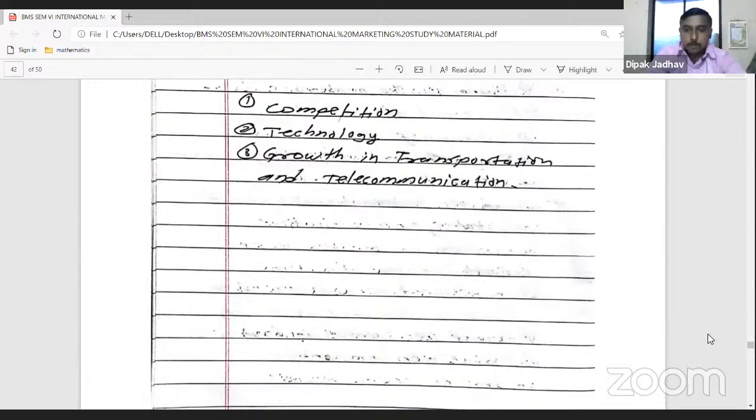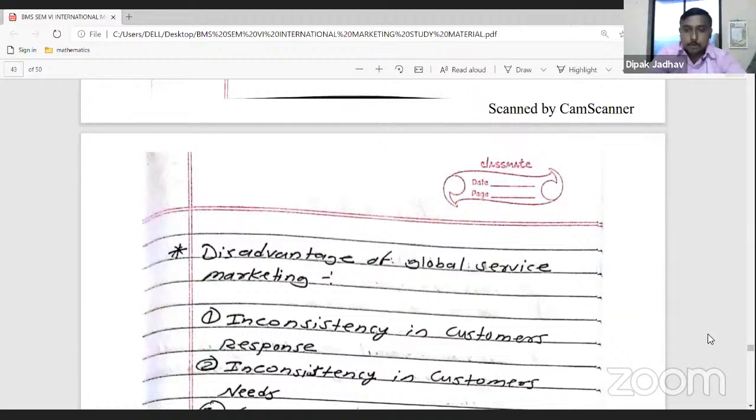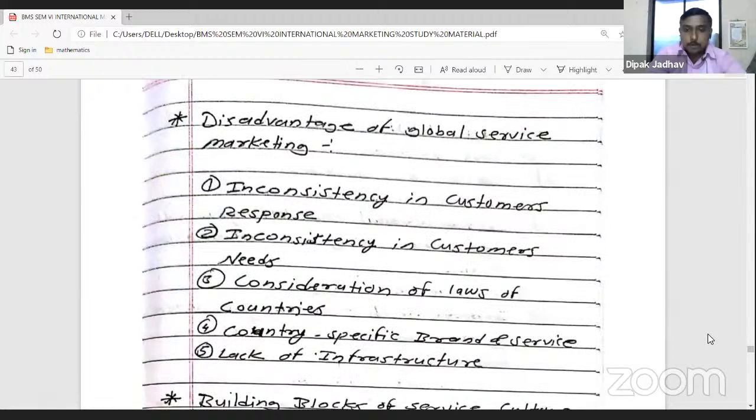One of the disadvantages is inconsistency of the customer's response. In international marketing, or any marketing, there is inconsistency of customer response. The customer does not respond in a similar way or pattern at all times. Then there is inconsistency of customer needs. The industry is now customer focused, and the customer is fully customized by the service industries themselves. So customer needs change, and customers have many options for the best service providers.